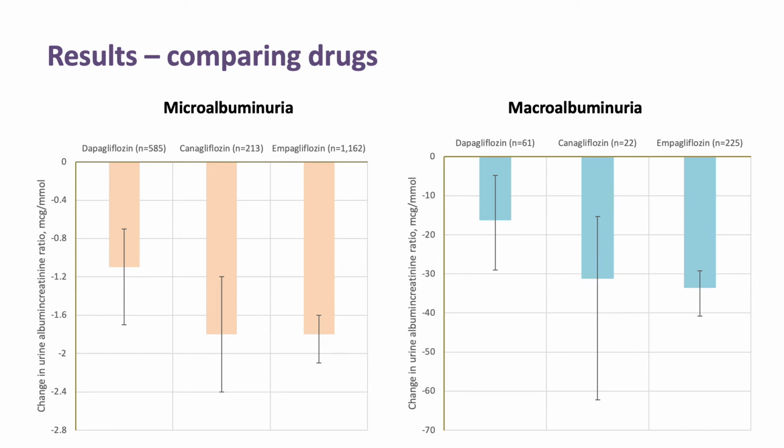We then went on to compare the different drugs. I haven't included normoalbuminuria here because the change was small and in the opposite direction, but we've looked at both microalbuminuria and macroalbuminuric individuals at baseline and compared the change in urine albumin creatinine ratio with each drug, and the bar charts very much speak for themselves. You can see that with dapagliflozin there were attenuated reductions in urine albumin creatinine ratio, but there was no significant difference between canagliflozin and dapagliflozin in terms of the impact of these drugs on urine albumin creatinine ratios in either of these two groups.